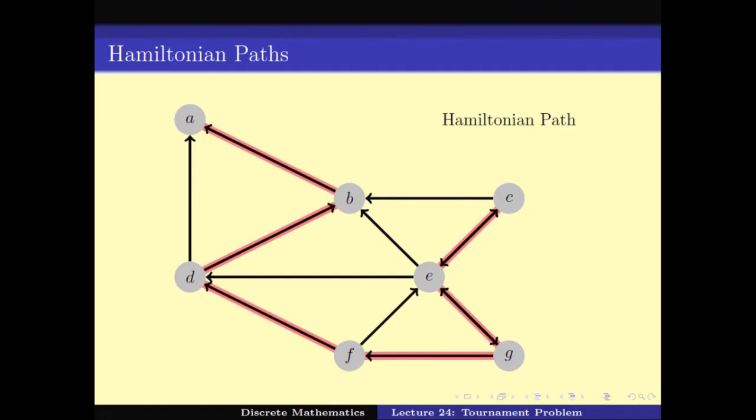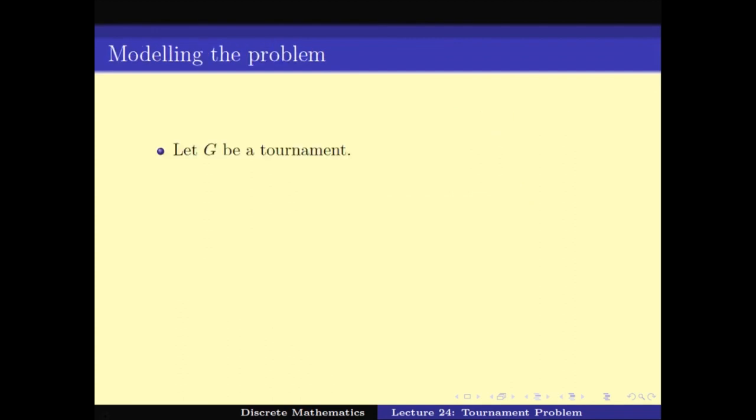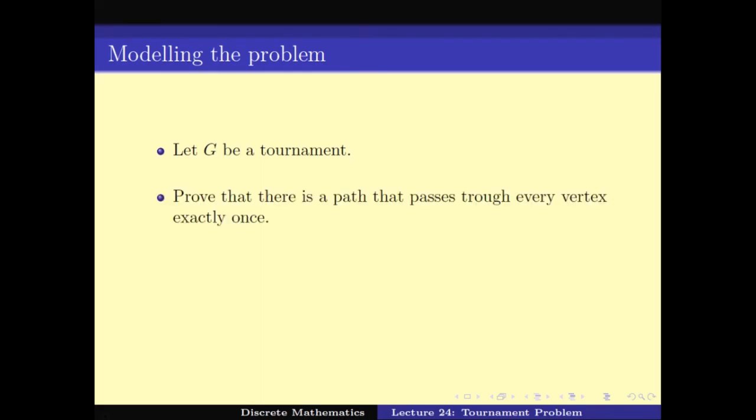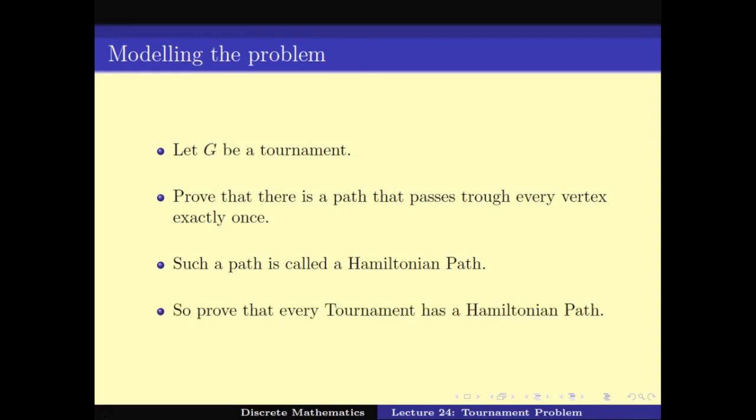Also, note that this graph is not a tournament, because there is no edge between A and C, either this way or that way, and I don't have an edge between A and E either. So in a general graph, we need not have a Hamiltonian path. But the problem now states that if G is a tournament, that means between any pair of vertices there is an edge going from U to V or V to U, prove that there is a Hamiltonian path. So you have to prove that a tournament has a Hamiltonian path. This is the formulation of the problem in terms of graph theory.